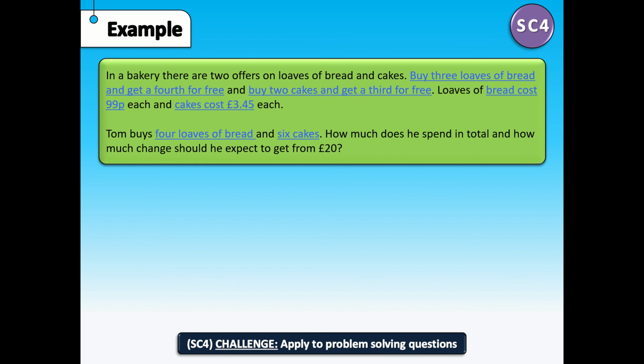So highlight the key information from the question, because there's a lot of information there. So Tom buys 4 loaves of bread, but when he buys 3, he gets a 4th free. And each loaf of bread is 99p. So we add 3 lots of 99p together. So he spends £2.97 on the bread.